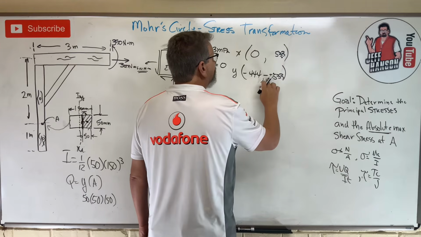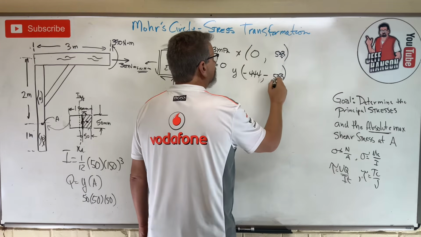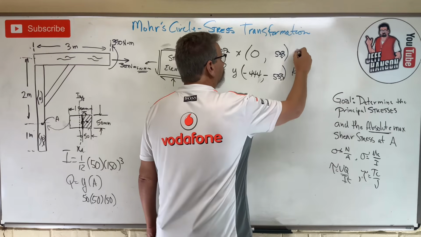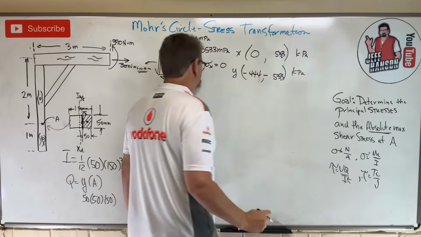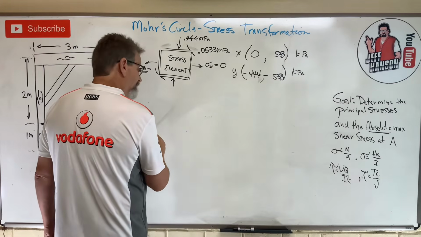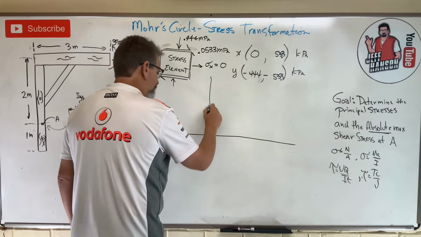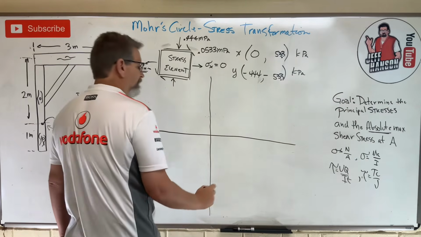Right? Negative 53.3. And these are all in kilopascals now. Is that better? You don't like working with decimals that much? If it freaks you out, we'll be in kilopascals now, okay? No big deal.